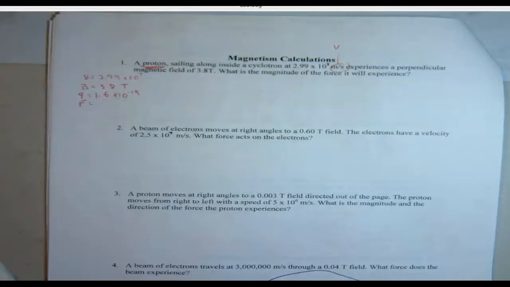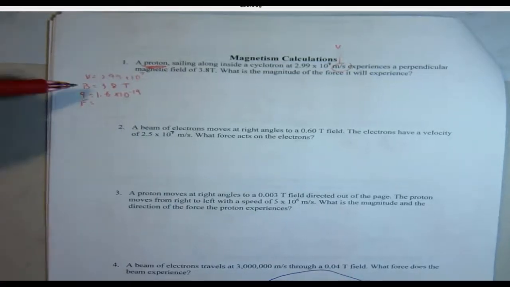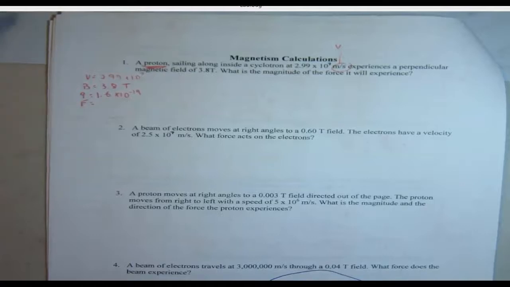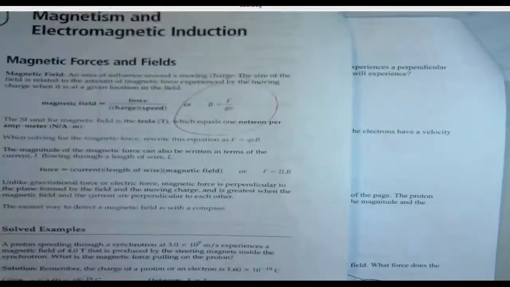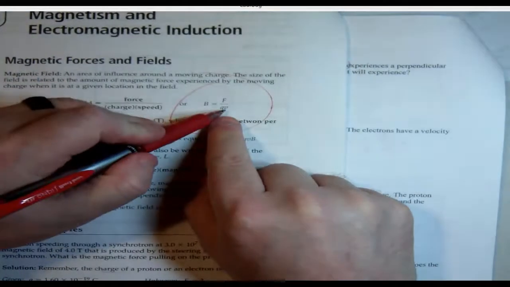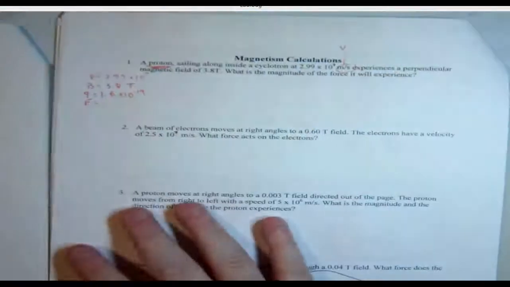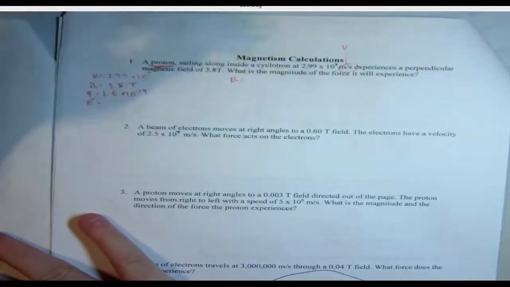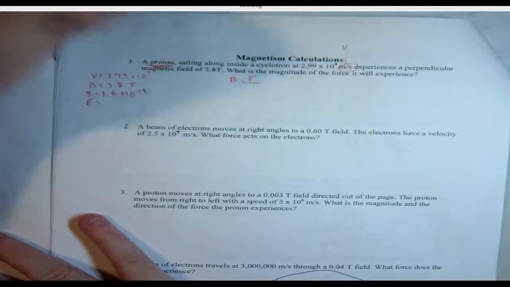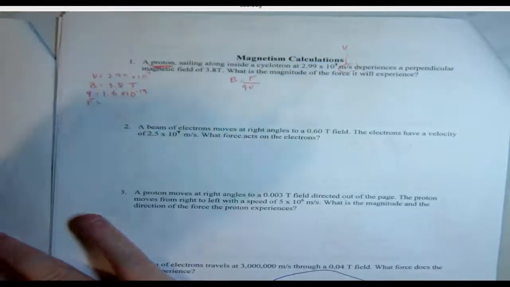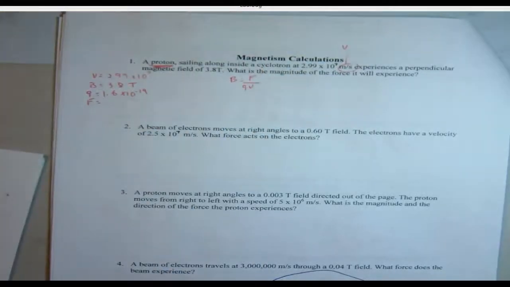Now, we just got to figure out what formula we're using, right? So we got velocity, field, charge, and force. Well, I went back a page. Velocity, field, charge, force. Bam. So next I'm going to write down my formula. B equals force over charge times velocity. Easy money.